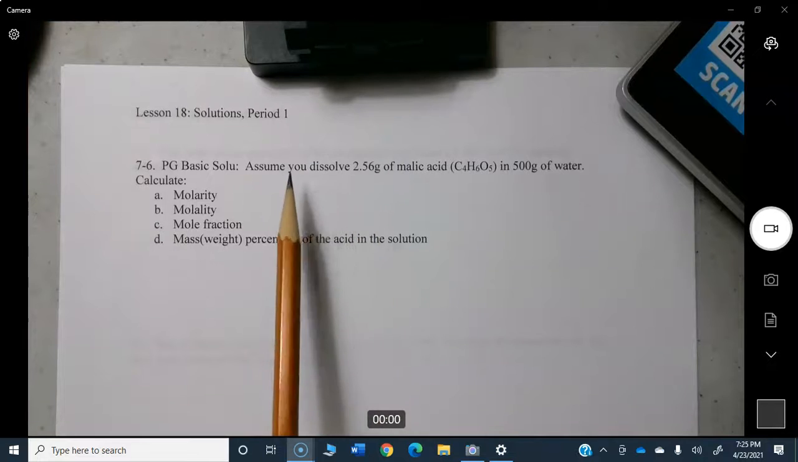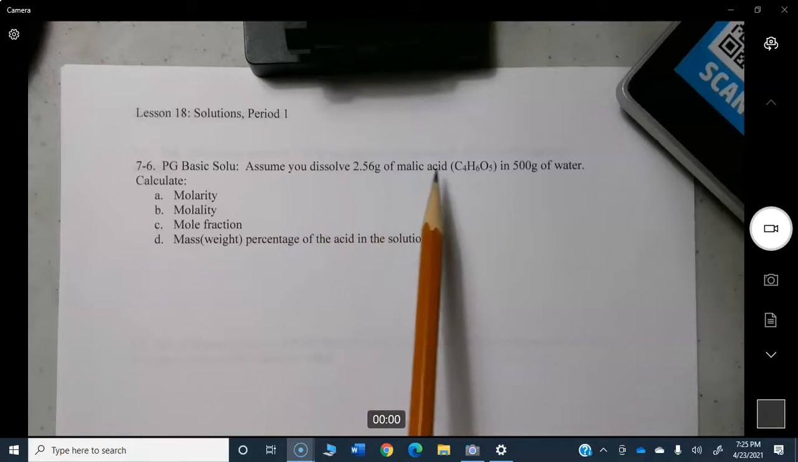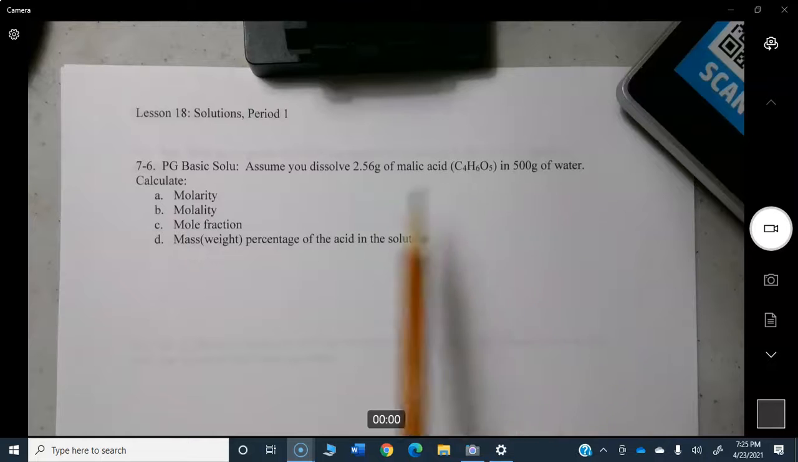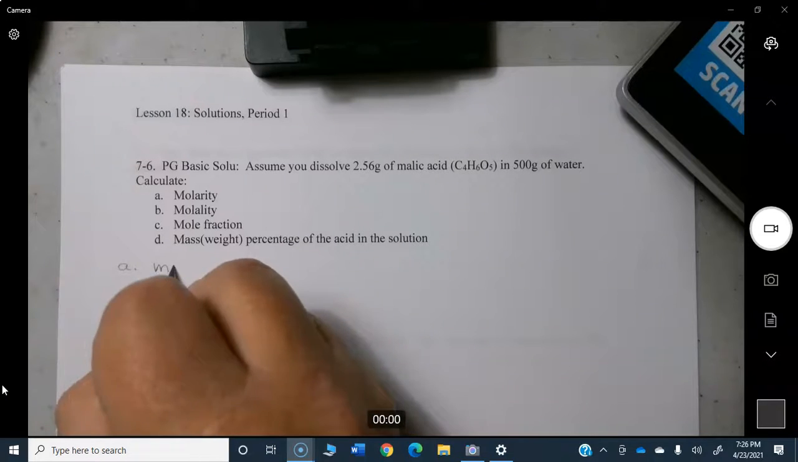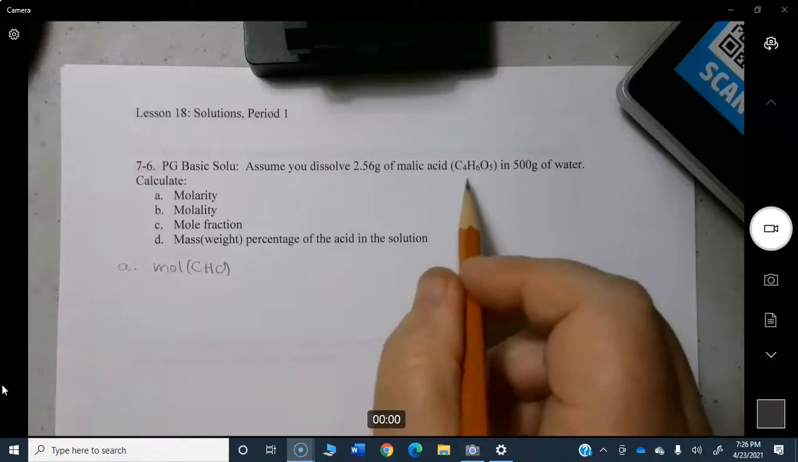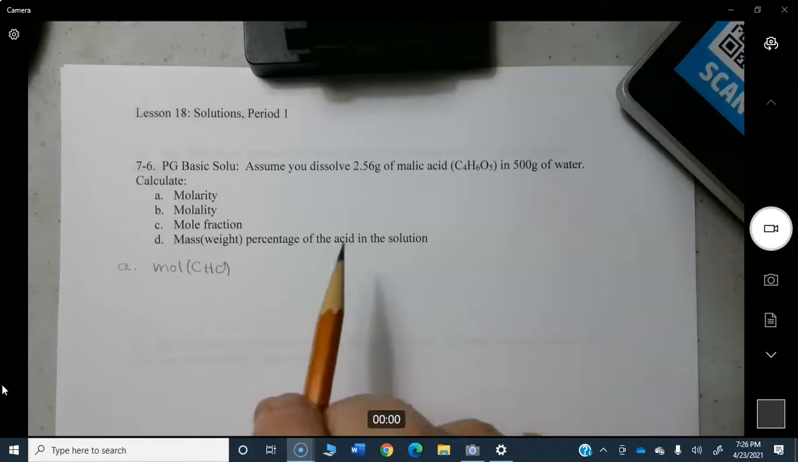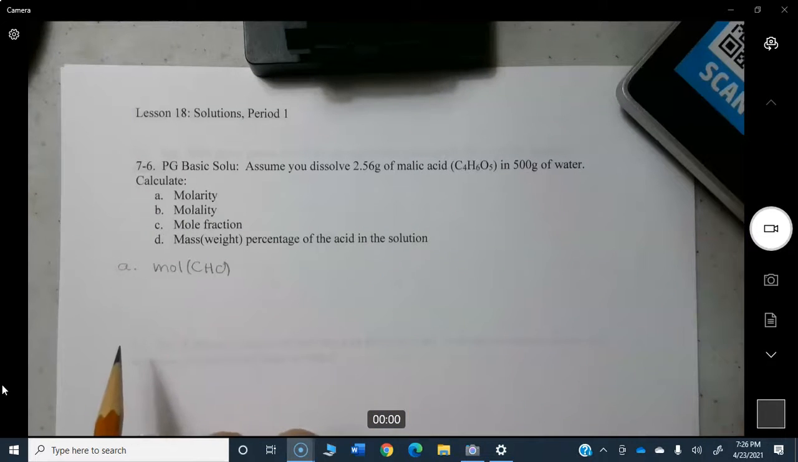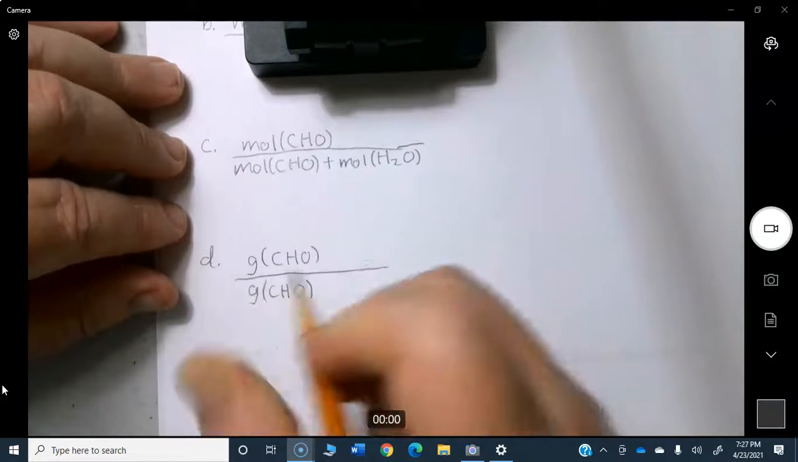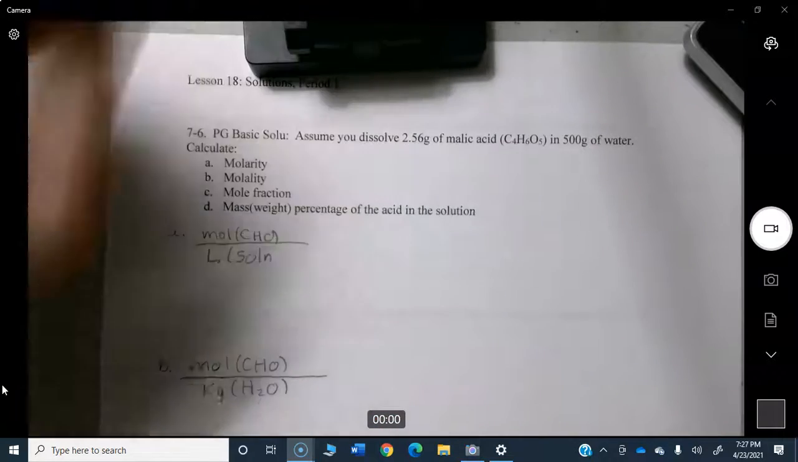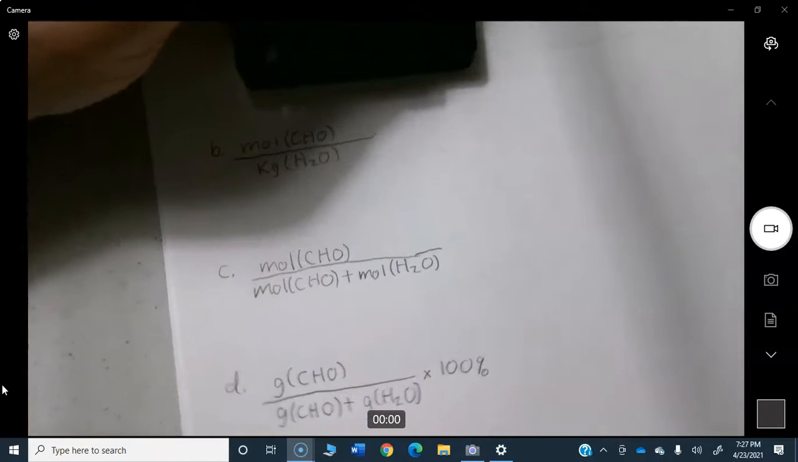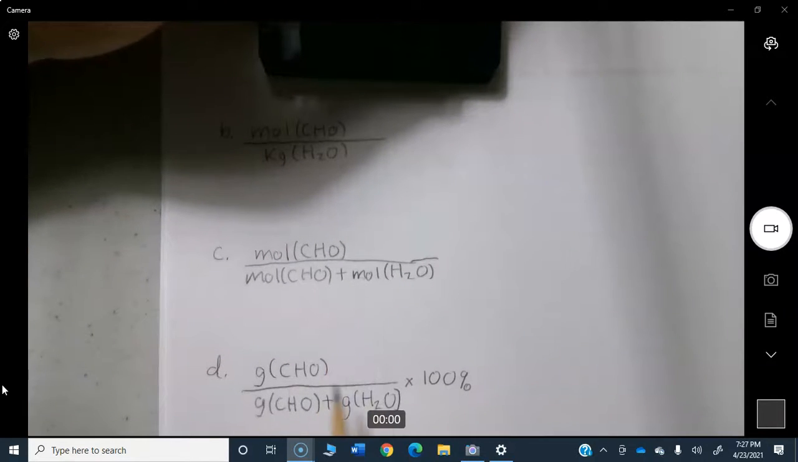So, assume you dissolve 2.56 grams of malic acid, there's the formula, in 500 grams of water. Calculate, and it gives you 4 things to calculate. So, molarity is going to be... and oftentimes when I have these kinds of compounds, I just abbreviate it CHO. It's the CHO compound, okay? And rather than writing all the little numbers, that's not really necessary. Okay, there I've written all the formulas for molarity, for molality, for mole fraction, and for mass percent.